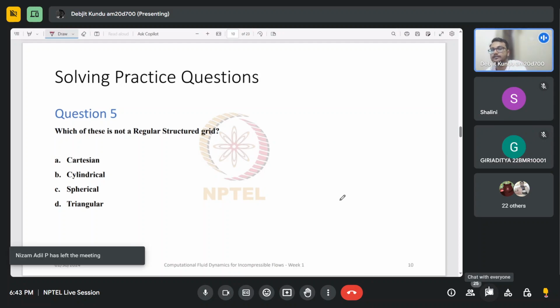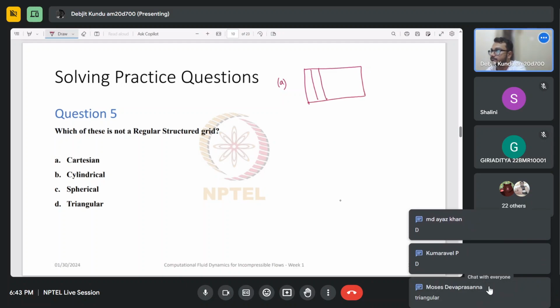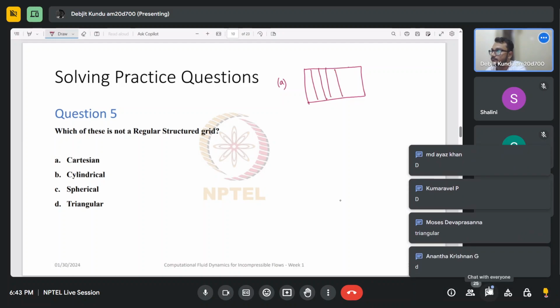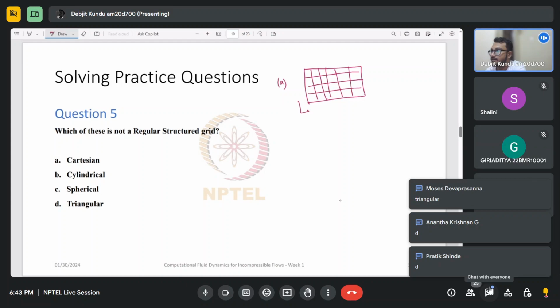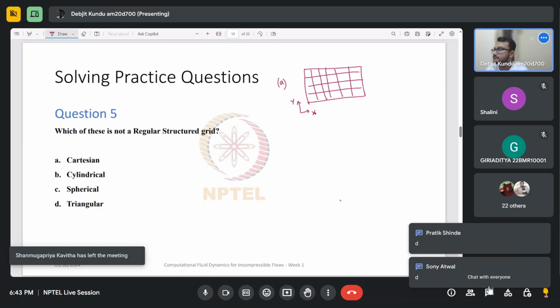So there are different grid structures, right? I'll try to simply draw a few of them. So Cartesian is this, where I have a rectangular grid. In X and Y, we can add the third dimension and make it 3D as well.